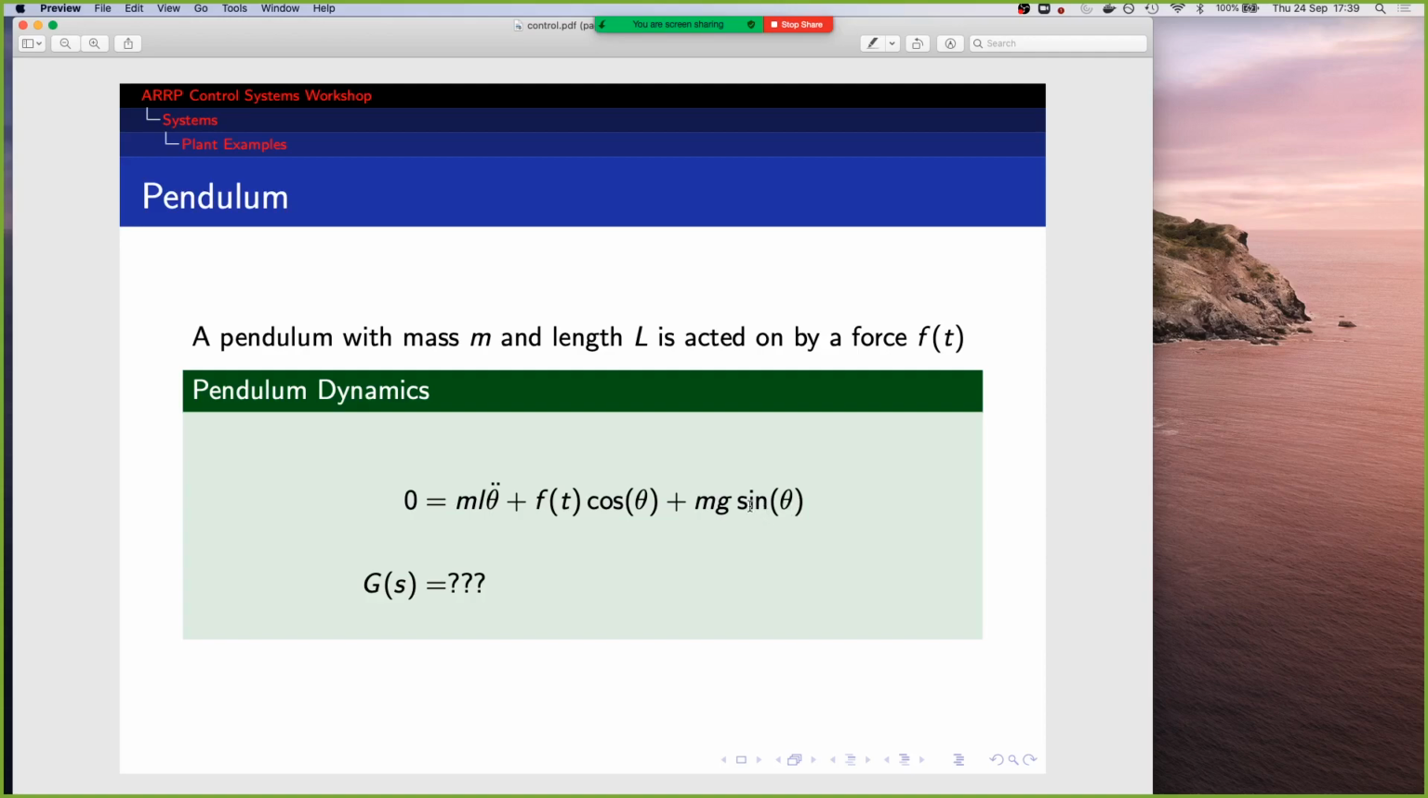And where does mg sin theta equal 0? Well, it equals 0 at theta equals 0, which might be down the bottom, but also at theta equals pi, which is up the top. So there's another equilibrium point there. Which is a stable and which is an unstable equilibrium?